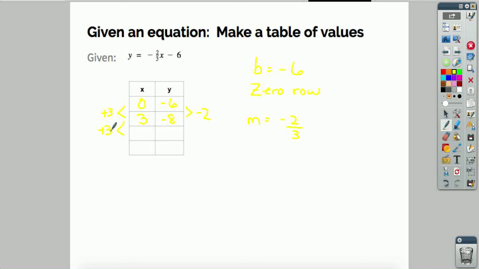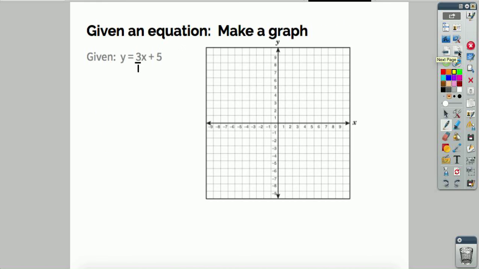And I'm just going to keep using that pattern to fill in my table. I would be at 6, and I would be at negative 10, and then adding 3 over here again, I'll be at 9 and at negative 12. So we filled in that table of values.